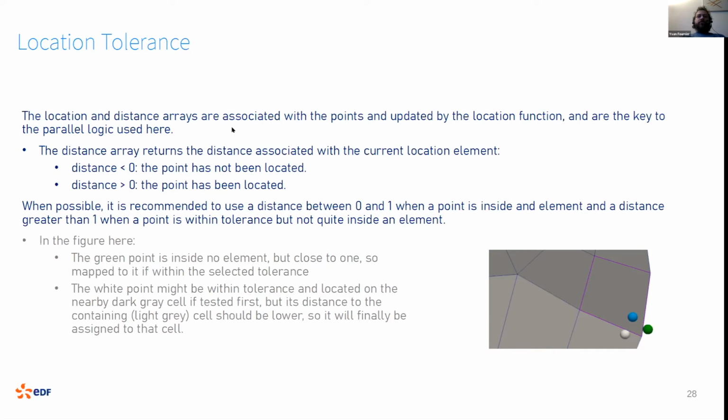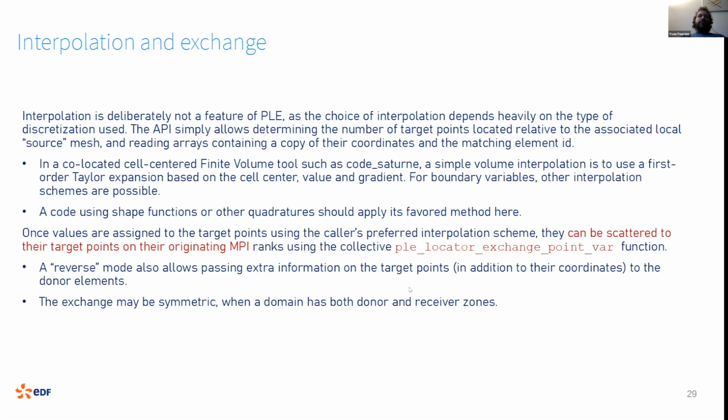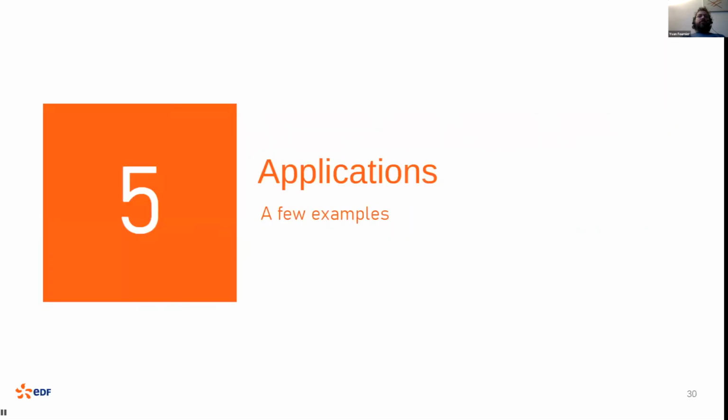So we see here the green point will stay to the given mapping, and depending on the order in which we test for different domains, the white point might be located on the dark gray cell first, but then when we see that it fits better in the light gray, the final assignment will be the light gray cell. And interpolation is deliberately not a feature of PLE, as that really depends on the discretization used, and so in our case we can use simple schemes. So I'll skip on that.